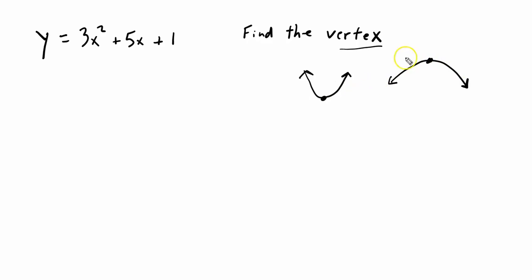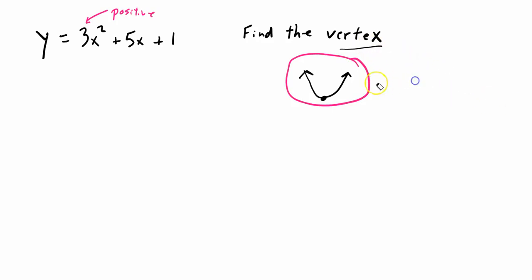Now, how do you tell which situation you have? Well, you look at the leading coefficient. And we can see that the leading coefficient here is 3. And if the leading coefficient is a positive number, then you're going to be in this situation. So that second part of the question, is it maximum or minimum or lowest point? The vertex here is going to be the lowest point. So the second part, you can answer that one easily.